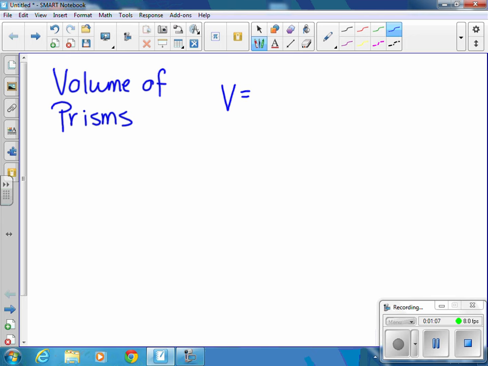So to find the volume of any prism at all, remember we're going to find the area of the base. I want you to write it out like this in parentheses, and we're going to take whatever that area of the base is, and multiply it by the height.